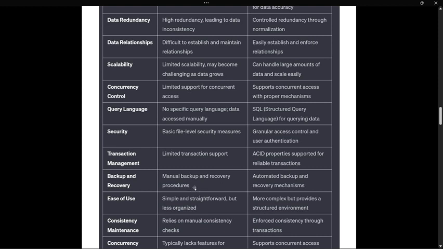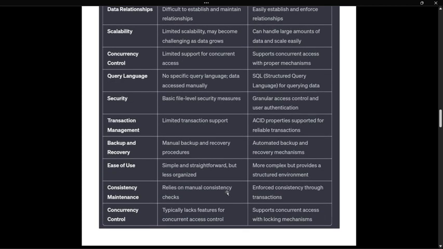Next one is manual backup. Manual backup and recovery means we need to manually back up and recover the information when we get into trouble. But coming to automated backup and recovery, for example, when we are working on some data and suddenly, due to some issues, the modification of data stops, then the DBMS backs up the information by default. Whenever I open that application again, it automatically backs up.